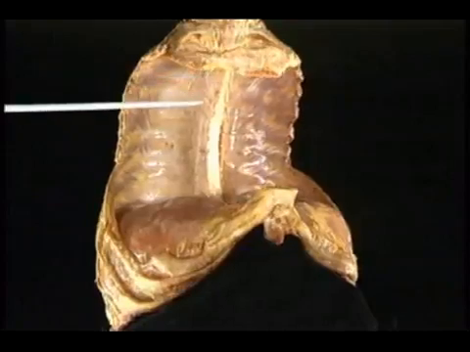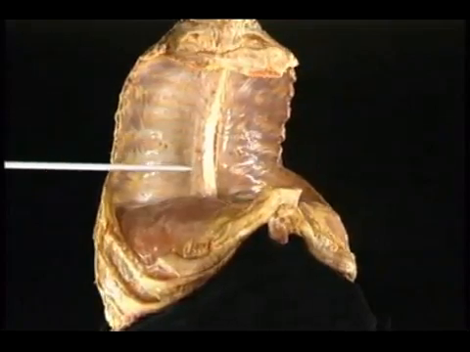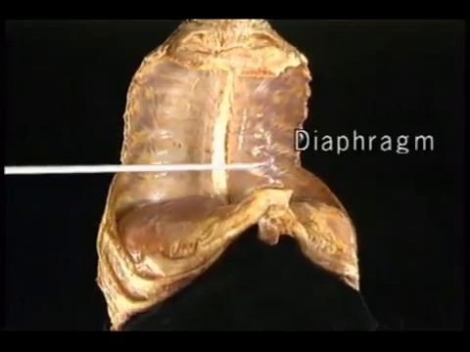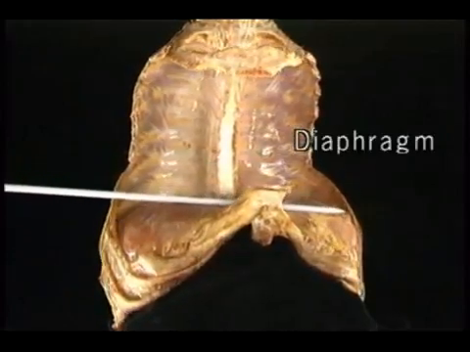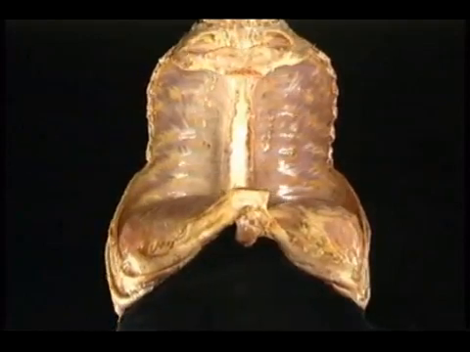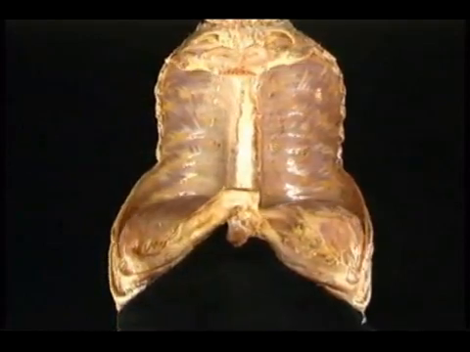Here are the bodies of the thoracic vertebrae. This is our first look at the diaphragm, which forms an almost complete partition between the thorax and the abdomen. We'll take a good look at the diaphragm when we look at the muscles of respiration. With everything removed, the thoracic cavity looks like one continuous space.